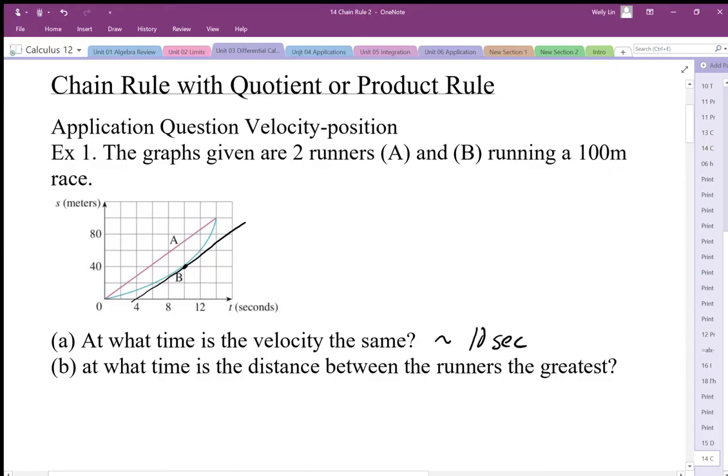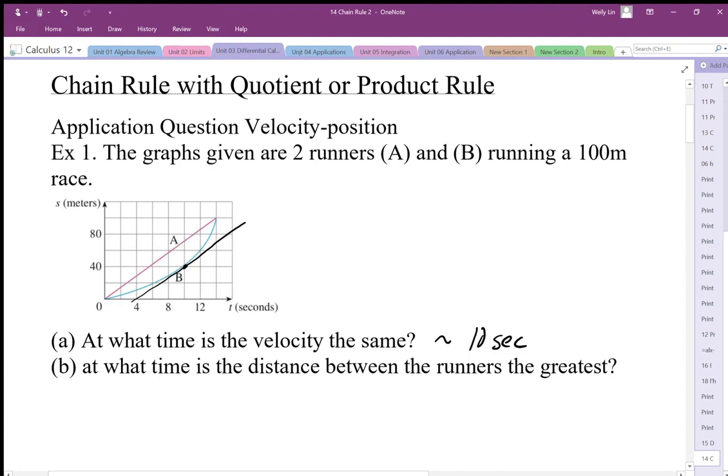So it says here, at what time is the distance between the runners the greatest? Okay, well, how are we going to do this? Well, if we take a look at the very beginning, they're close. At the very end, they're close. Okay, so it looks like somewhere in here, they're going to have the greatest distance between them, somewhere in there.